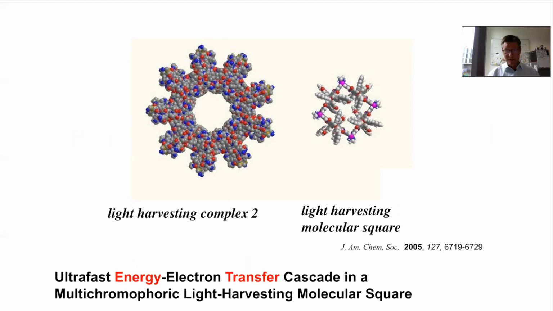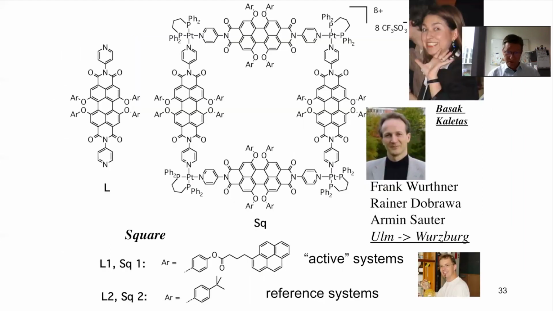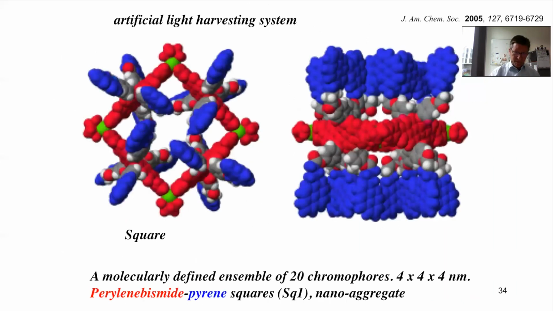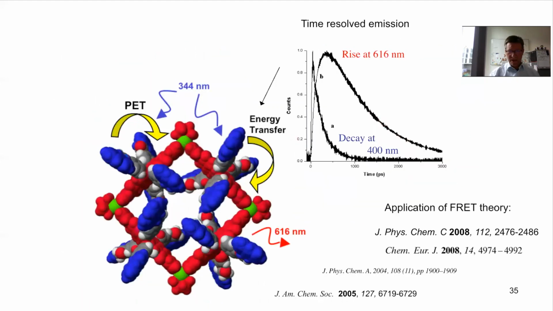We also applied it to these molecular squares. So we used pyrene as the donor and the perylene imide as the acceptor. And we had energy and electron transfer in these funny squares. So here we see a typical signature of the Förster Resonance Energy Transfer process. The time-resolved emission of the pyrene decays faster than the pyrene by itself. The emission of the perylene imide has a rise time. It grows in the signal.